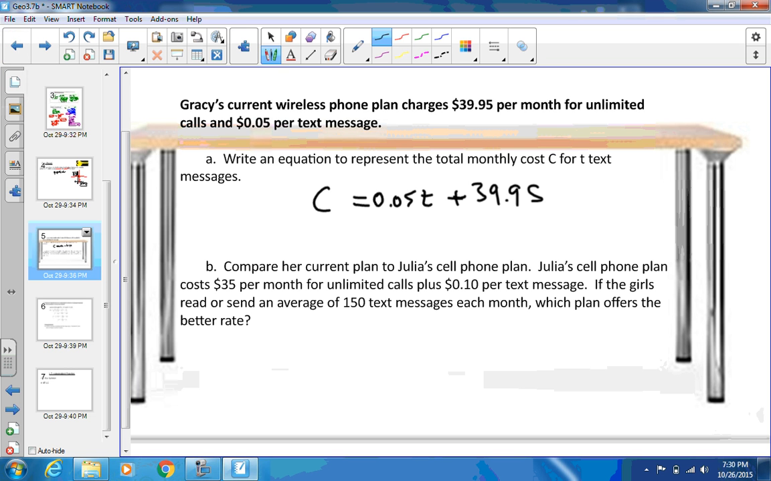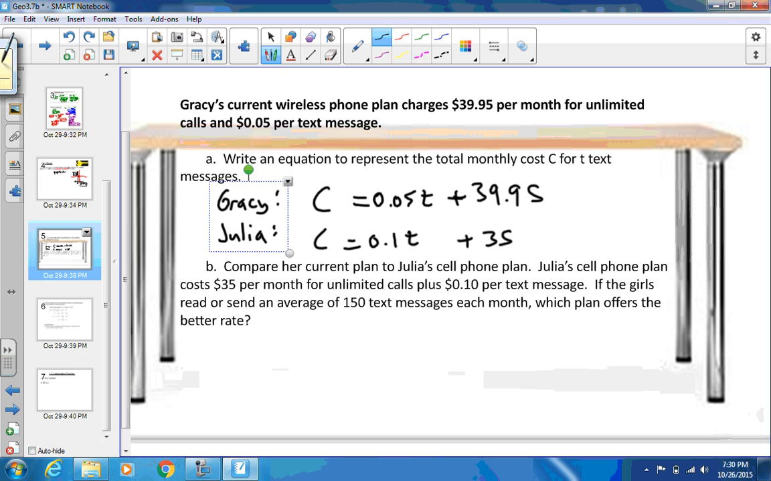Then part B, it says compare her current plan to Julia's cell phone plan. Julia's cell phone plan costs $35 per month for unlimited calls plus 10 cents per text message. So this would be for Gracie here. Julia, the cost would be 35 no matter what per month. So we'll put that at the end. And it's 10 cents, 0.1 times the number of texts. So it says if the girls read or send an average of 150 text messages each month, which plan offers the better rate? Well, why don't you go ahead and do that? Figure out which one would be the best rate after 150 text messages in a month.